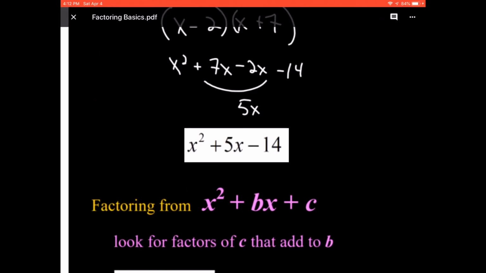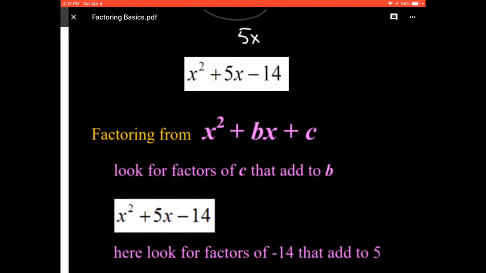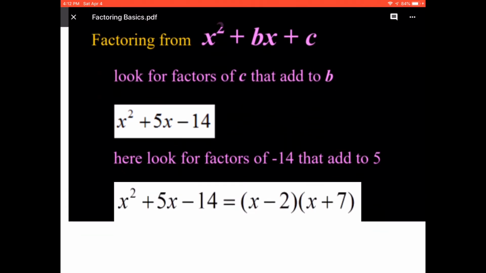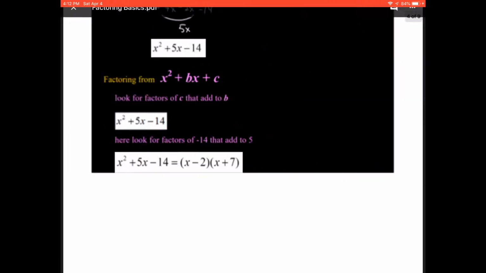So when we're trying to factor a quadratic trinomial, such as x squared plus bx plus c, we're going to look for factors of c that add to b. Here, when we had x squared plus 5x minus 14, we were looking for factors of negative 14, since that was in place of our c, that added to 5, since that was in place of our b. Again, factors of negative 14 that added to 5 were negative 2 and 7. And then double checking, negative 2 plus 7, again 5. Okay, so let's try a couple.